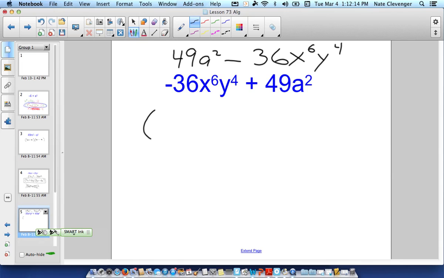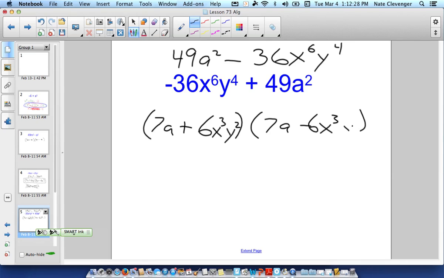So this was going to factor to two binomials. We have 7a plus 6x to the third y to the second, and 7a minus 6x to the third y to the second. And that's it. When we have more than one exponent, we just make it so it's divisible by half. You divide the exponent by 2 when you take the square root.